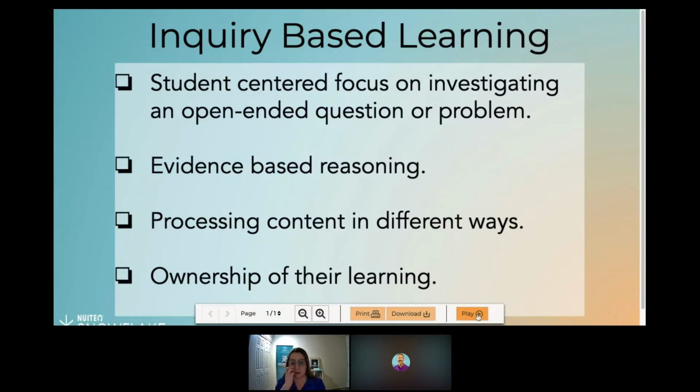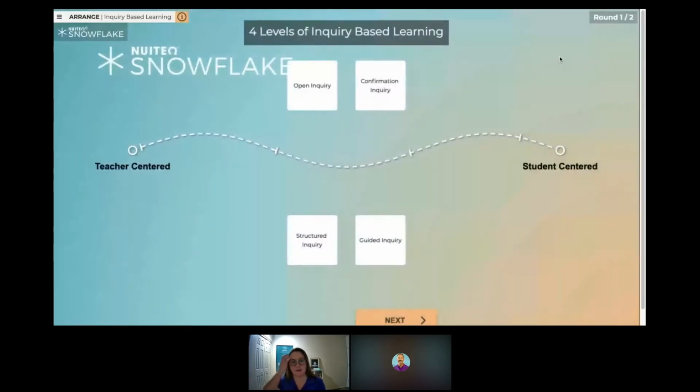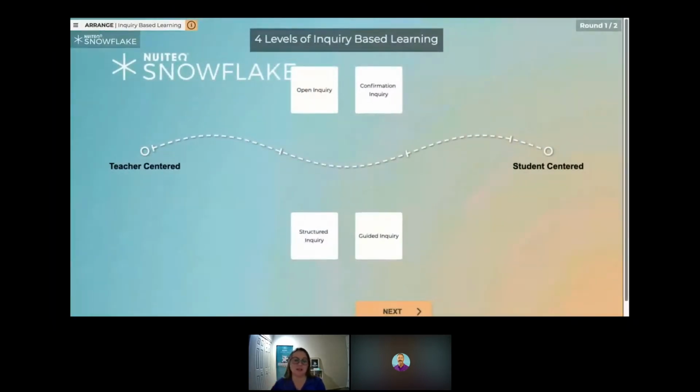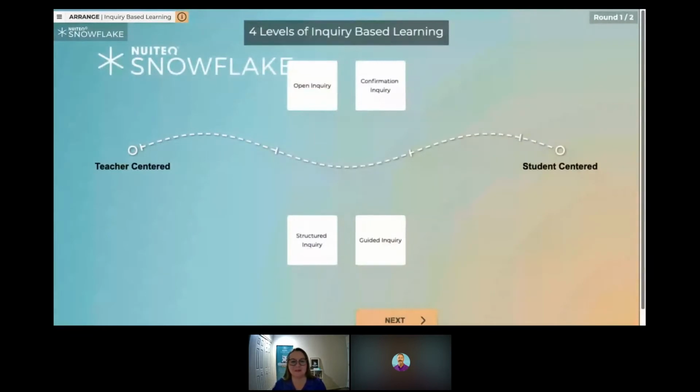So the way that inquiry-based learning can be set up, and I'm using a Snowflake arrange activity as the way to explain this a little bit more. This arrange was really great because it flows like a timeline, and I thought this would be very helpful in talking about the levels of inquiry and then how to use inquiry-based learning in your classroom, so the procedural part of it as well.